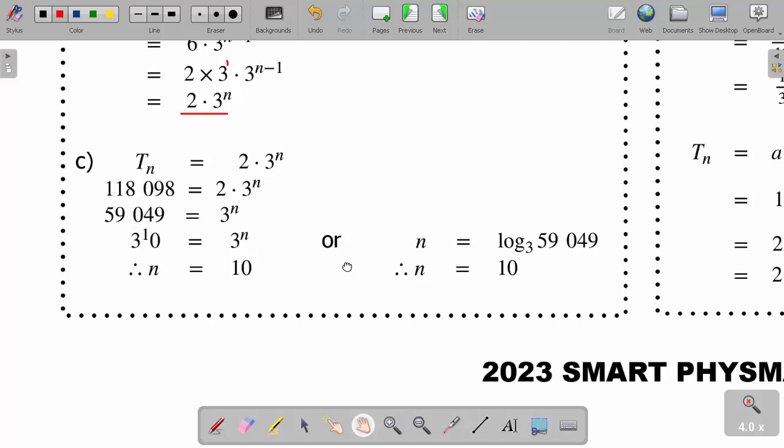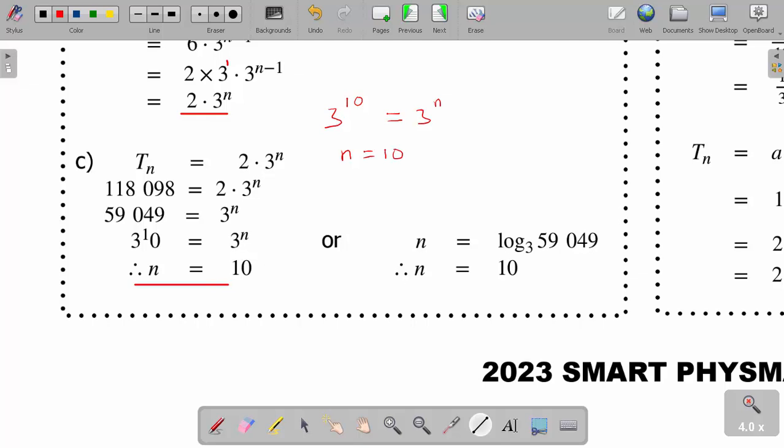So I'm saying this, that when I get to this point, if I express this one in powers of 3, I have 3 to the power 10, okay, equals to 3 to the power n. So because I have the same base, I can drop the base, then I'm going to get my n as 10. So that's why I get the answer here at n to be 10, okay?